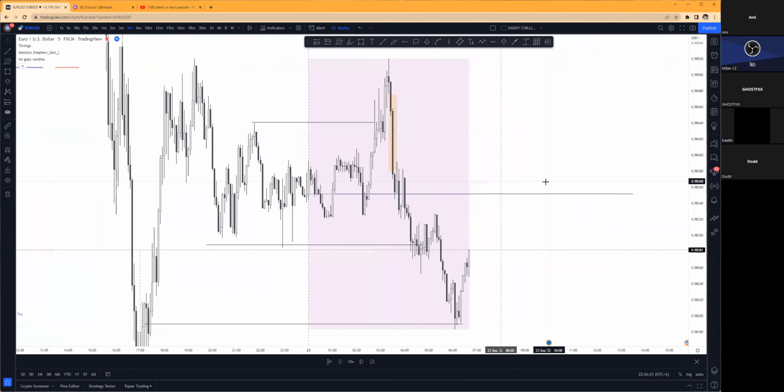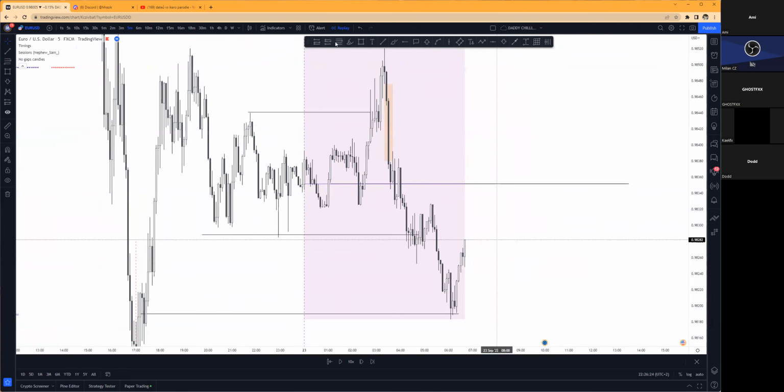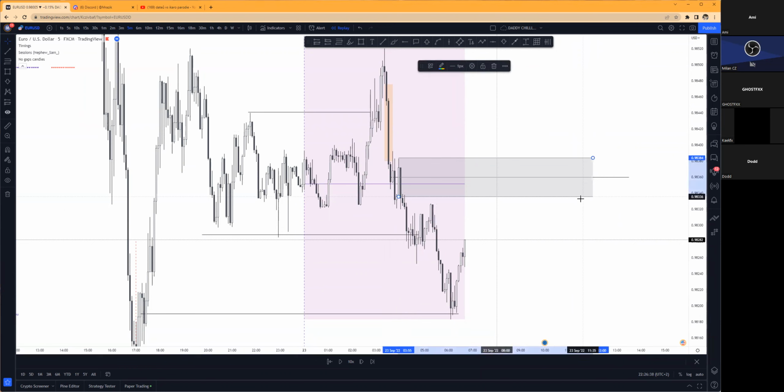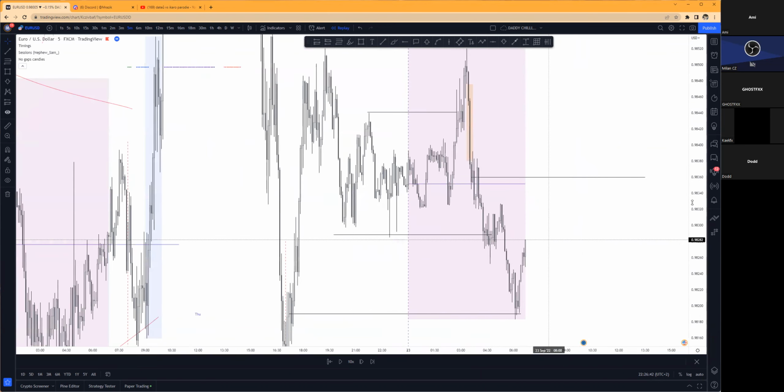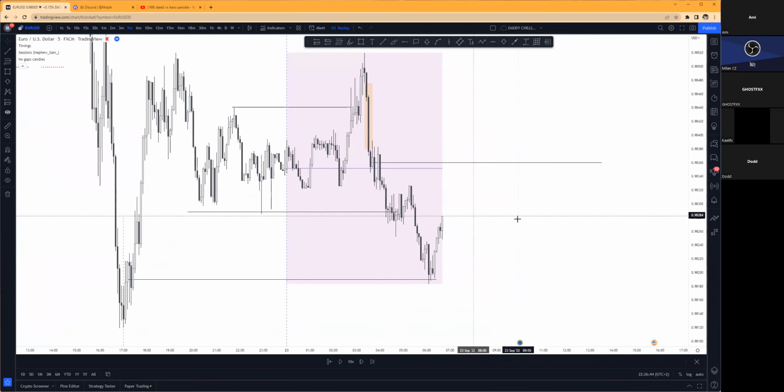And on the 50% price line, we have this guy right here, which is inefficient. So you can take 50% of this as well as your POI. This is how I determine my POIs. I use inefficiencies for my point of interest and liquidity.